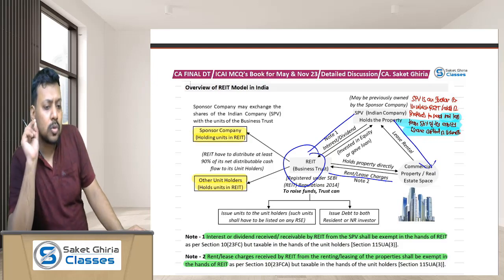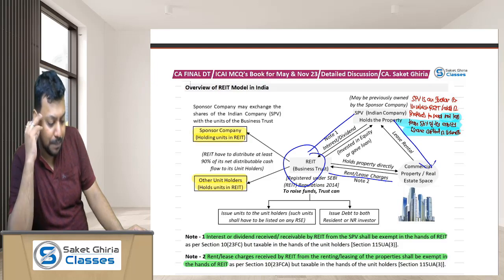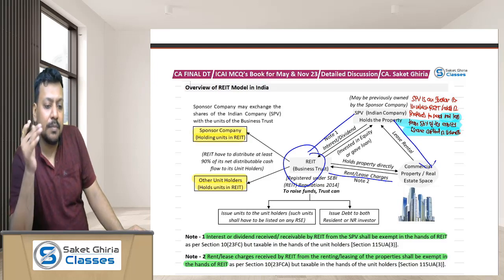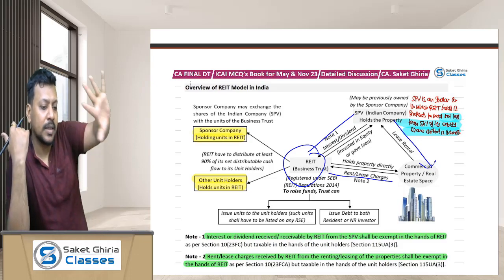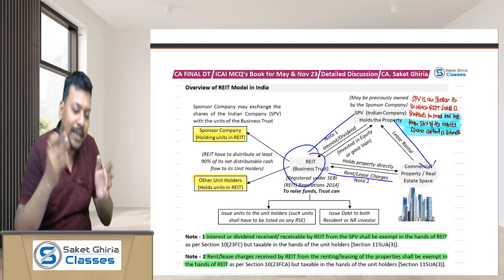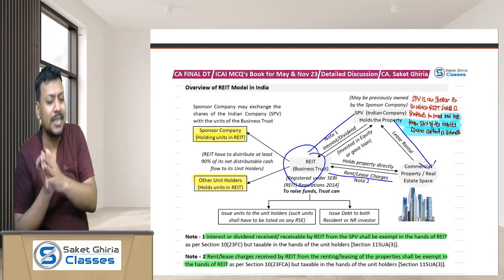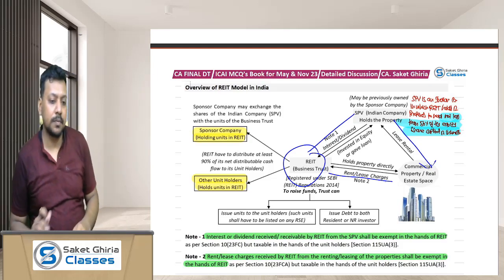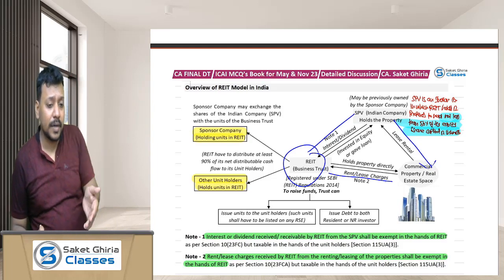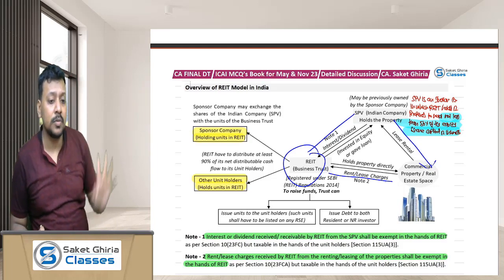Okay, so listen very carefully. If the REIT has made the investment in the properties directly, and if any rental income is being received by the REIT, that rental income is exempt in the hands of the REIT but taxable in the hands of the unit holders. Sir, if it is exempt in the hands of the REIT, should it not be exempt in the hands of the unit holders?